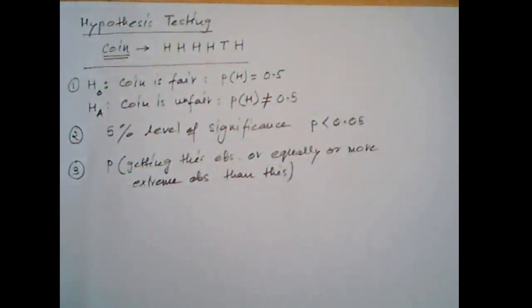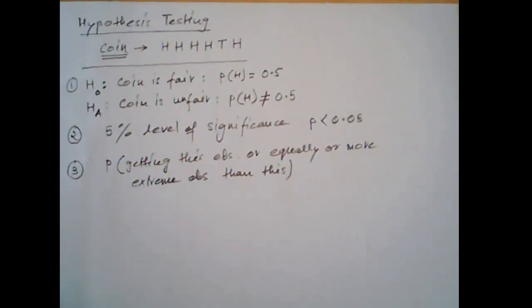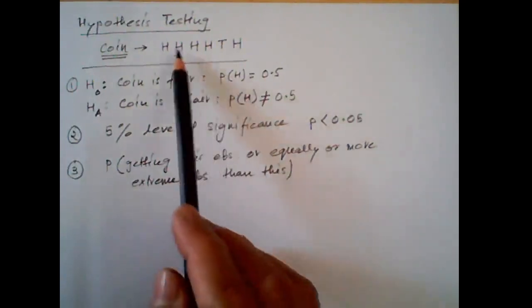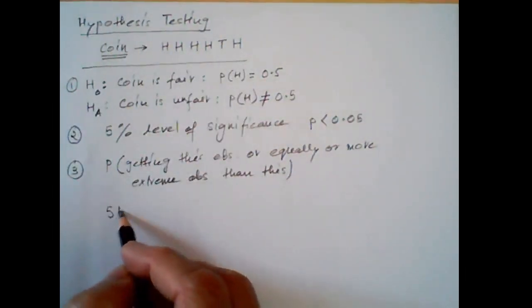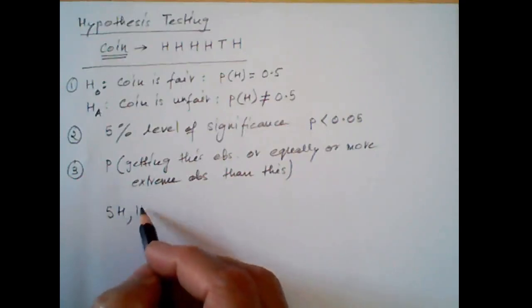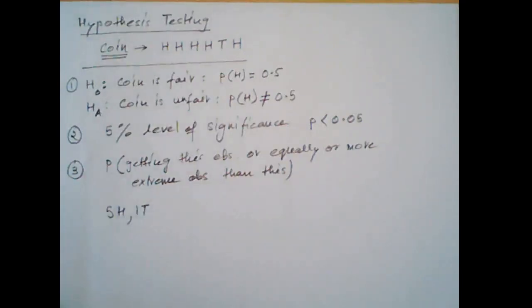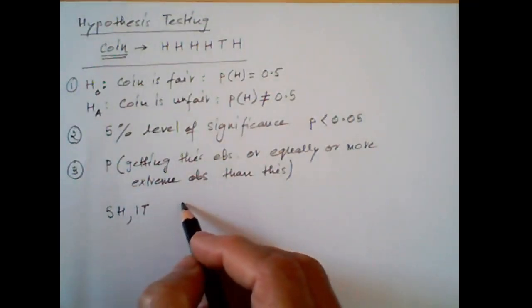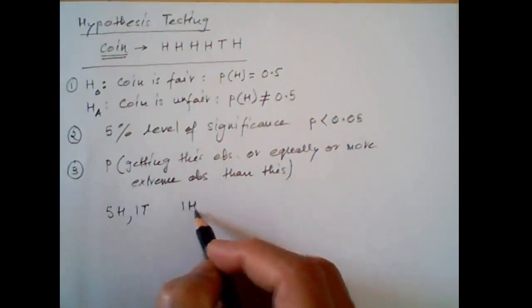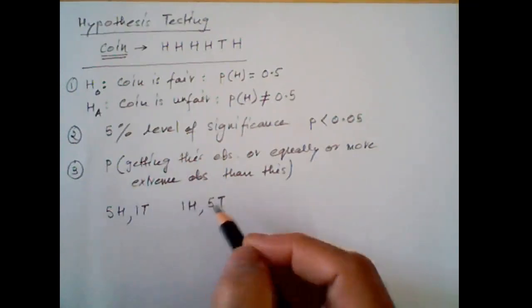So let us find out what kind of extreme observations we have to consider. Well, in this case, you had 5 heads and 1 tails. The other equally extreme observation, if the coin could be biased towards tail, is it could have 1 heads and 5 tails.